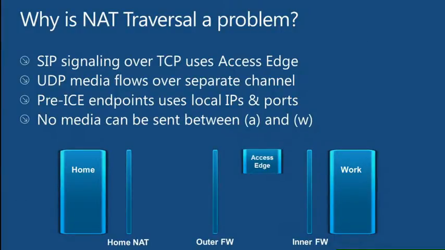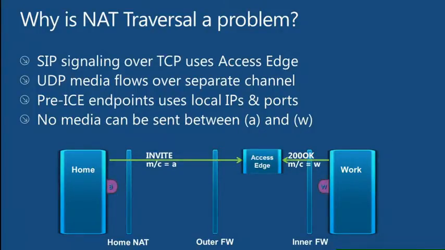So on the very left side, you can see my home user being at home behind the NAT. And on the very right side, you can see the work user. There's an outer firewall and an inner firewall. The home user is behind the NAT. And over the Access Edge server, it's a static proxy. It's easy to find. We can exchange signaling. So I can tell the other user, well, actually, I would like to call you.